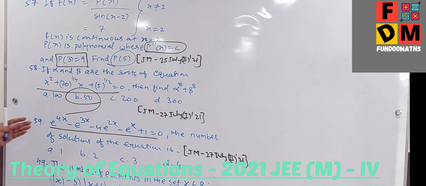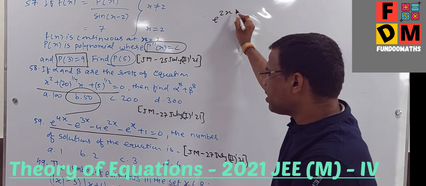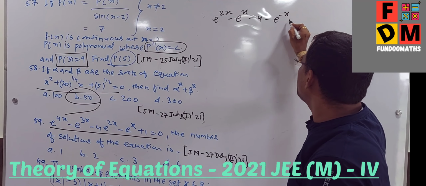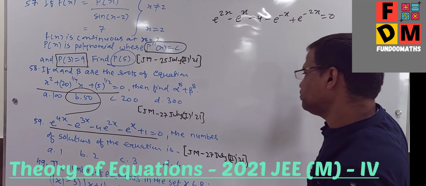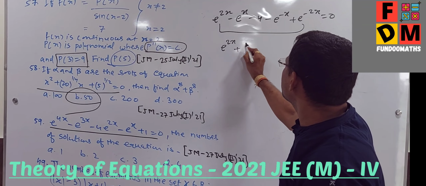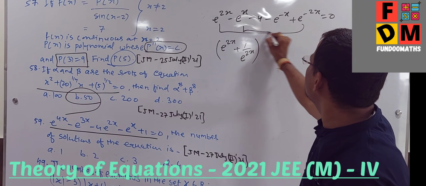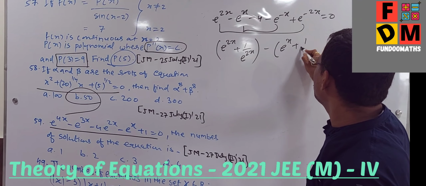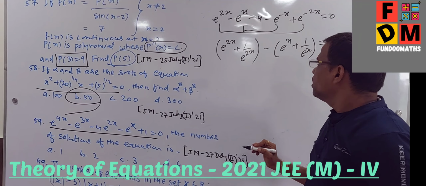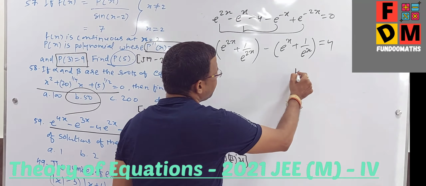E power 4x, generally whenever it happens, we used to divide by e power 2x. So dividing by e power 2x, quickly it will become e power 2x minus e power x minus 4 minus e power minus x plus e power minus 2x is equal to 0. Fine. So out of that I will pick up this with this. So it will be e power 2x plus 1 upon e power 2x. Then this with this, so minus (e power x plus 1 upon e power x) minus 4 is equal to 0.